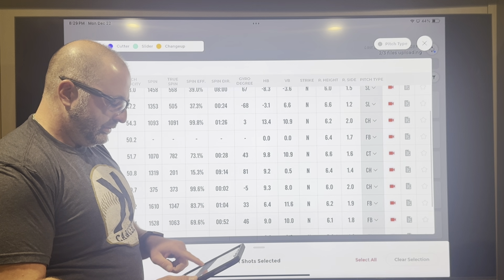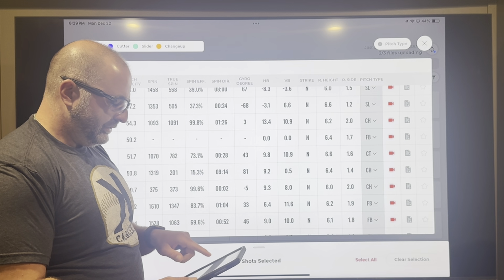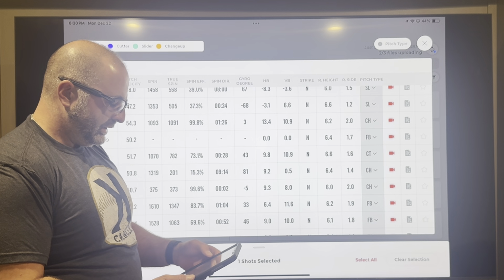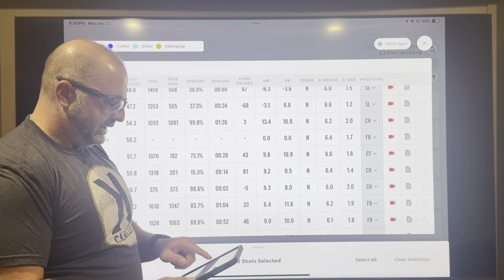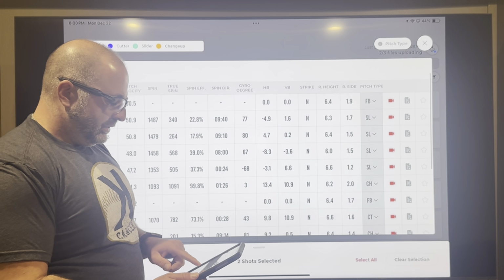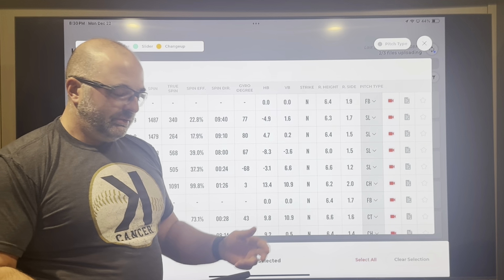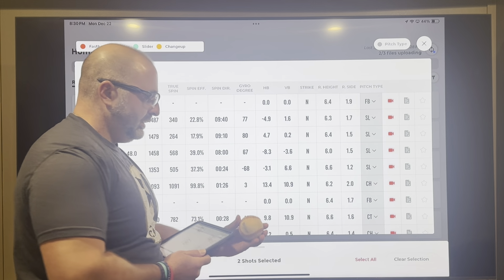Let's go. This was a really efficient change-up, 54. Actually, I don't know why that was 54. Let's go with a more realistic one. This 50. And then we're going to go to the slider, which you thought was a curve. And I explained it, right?